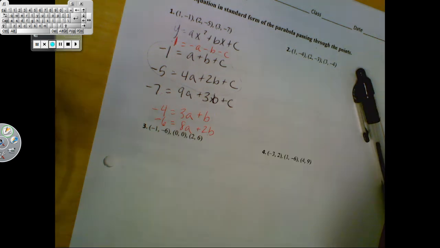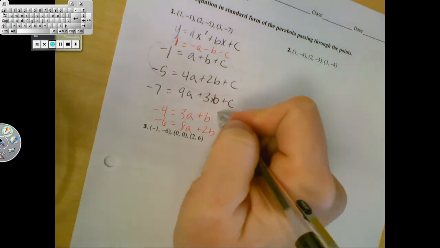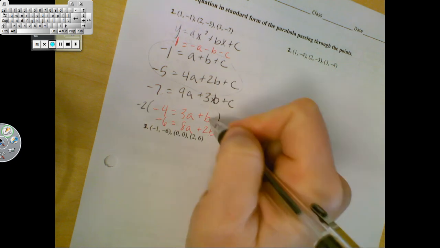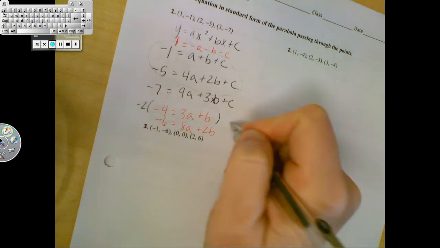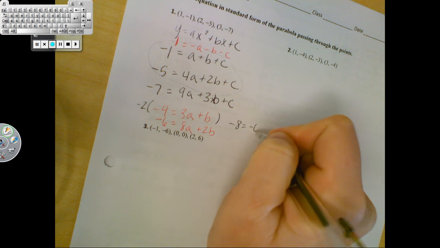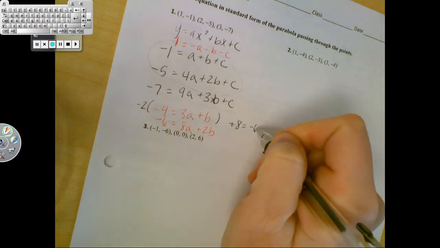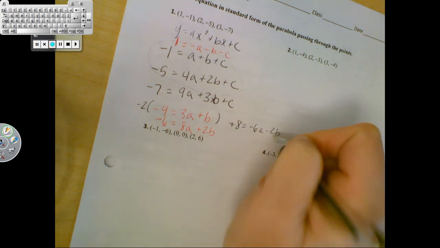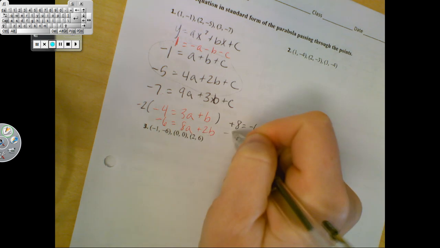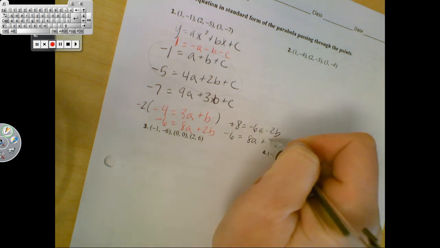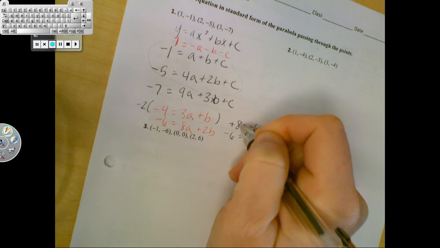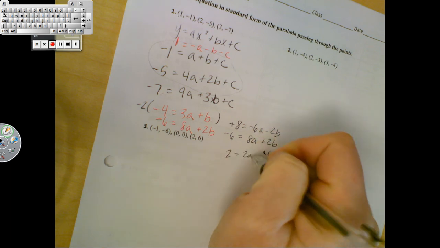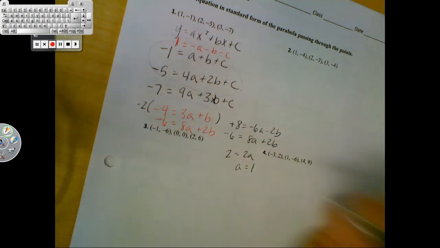If I multiply this top equation by -2, I'll make the b's go away. So that would give me positive 8 equals -6a minus 2b. And I'll just rewrite this equation over here so you can see it. 8a plus 2b. Add these together. 2 equals 2a. A equals 1.